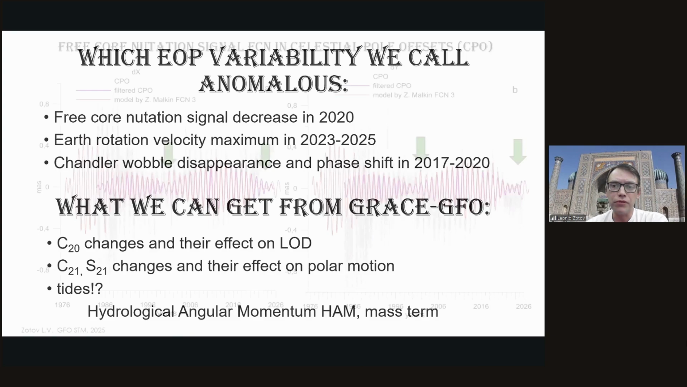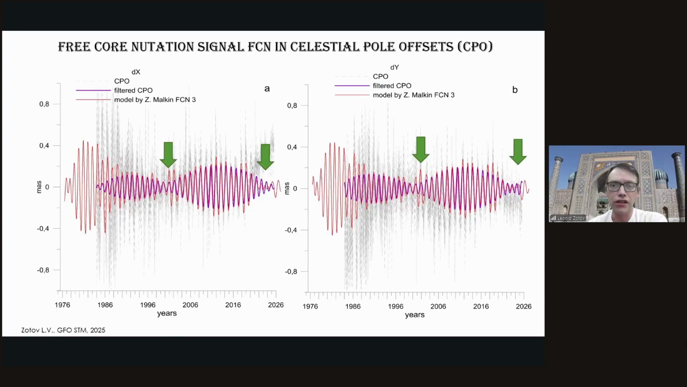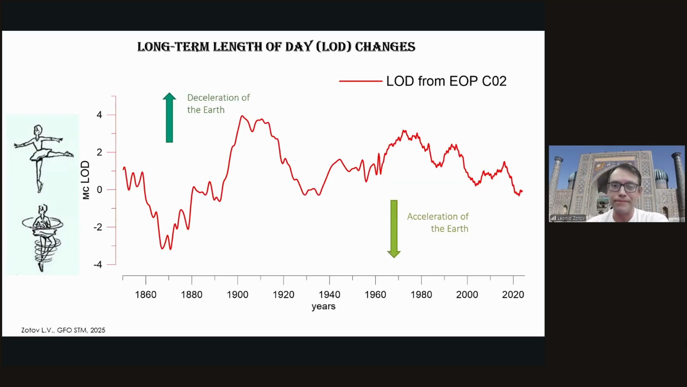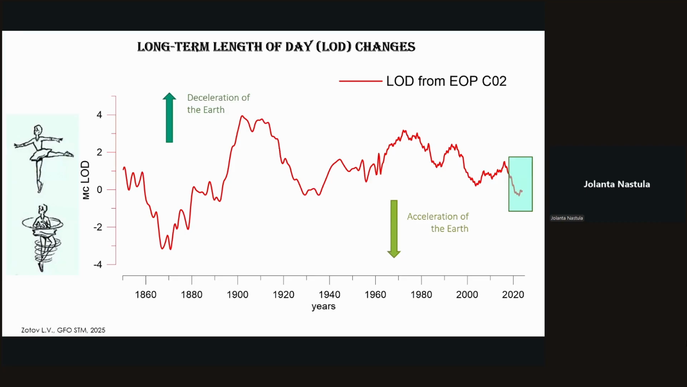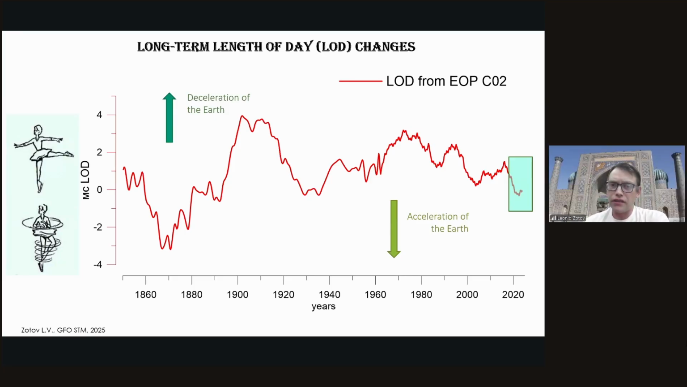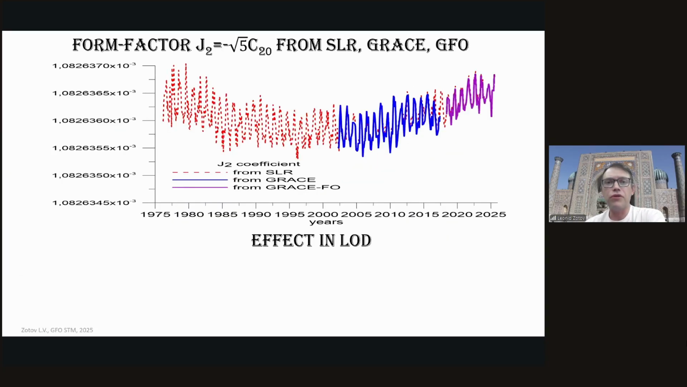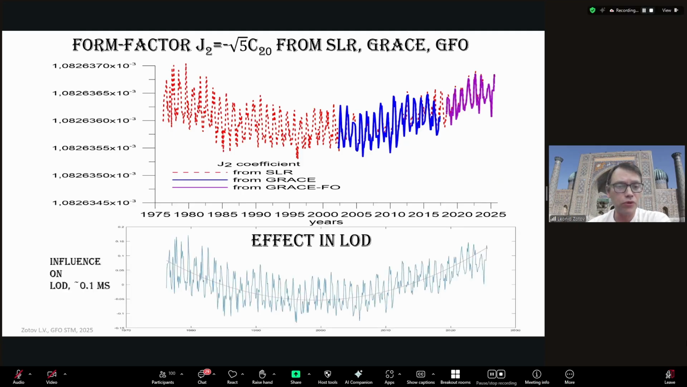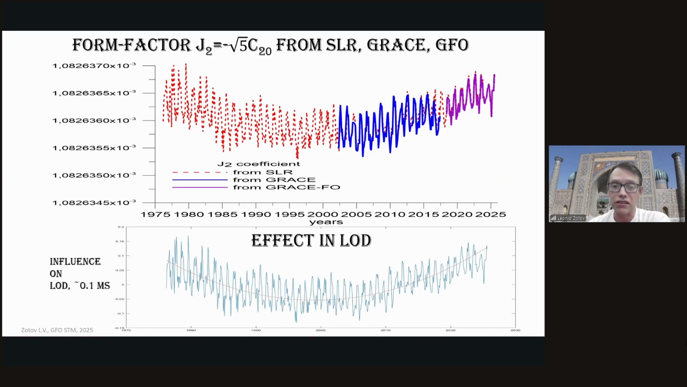I will not speak much about the free core nutation signal. We will skip this subject. I will talk about LOD. We know that in the recent epoch we have a minimum of length of day, and it is the maximum acceleration over almost 90 years, since the 1930s. From GRACE we can obtain J2 estimates, and their effect in LOD is below 0.1 millisecond.